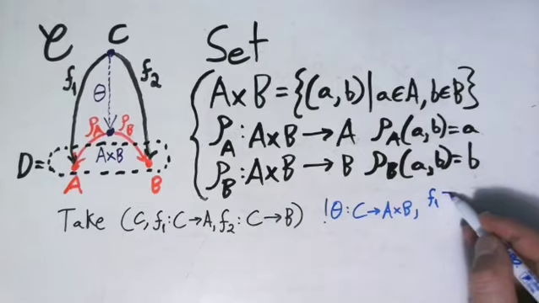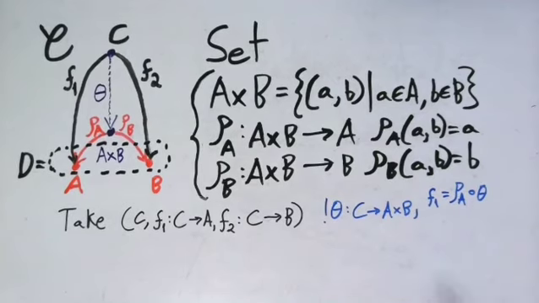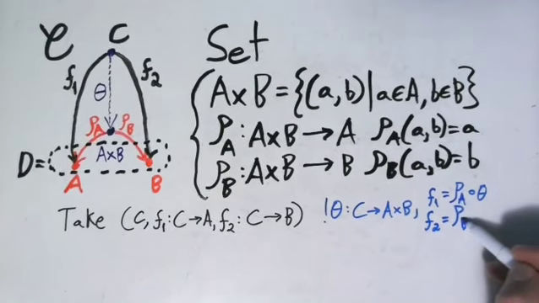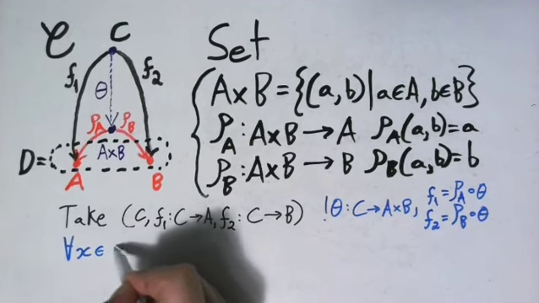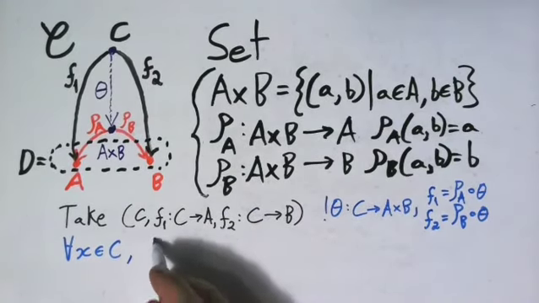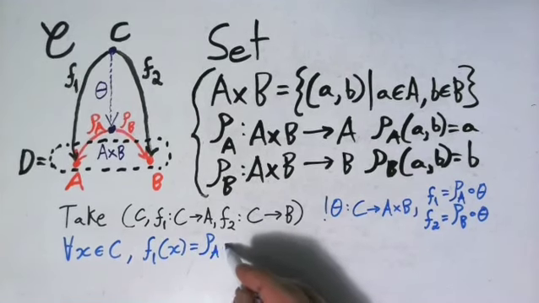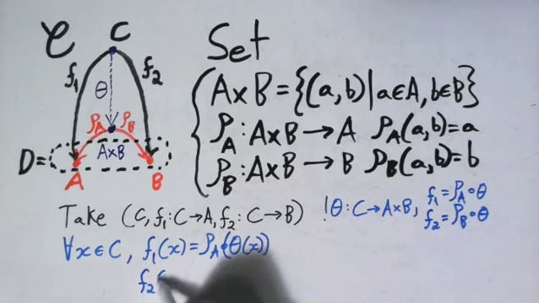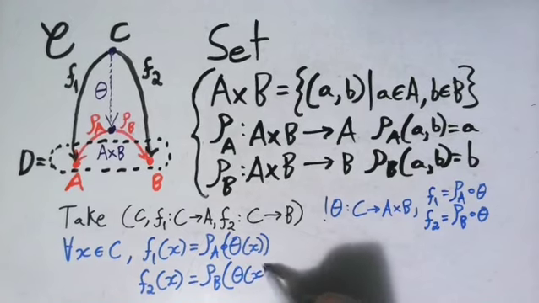That's F1 equals rho A after theta. And we need to have that this triangle commutes. That's F2 equals rho B after theta. That is, for all x in C, for any object x in the set C, we must have that F1 of x is equal to rho A of theta of x, and F2 of x is equal to rho B of theta of x.